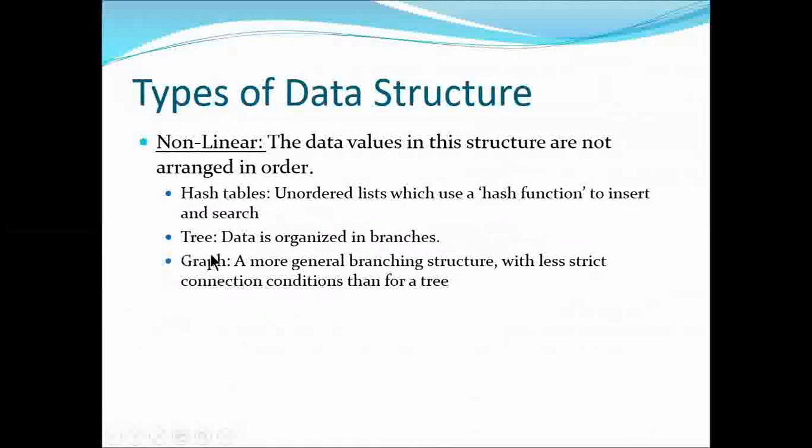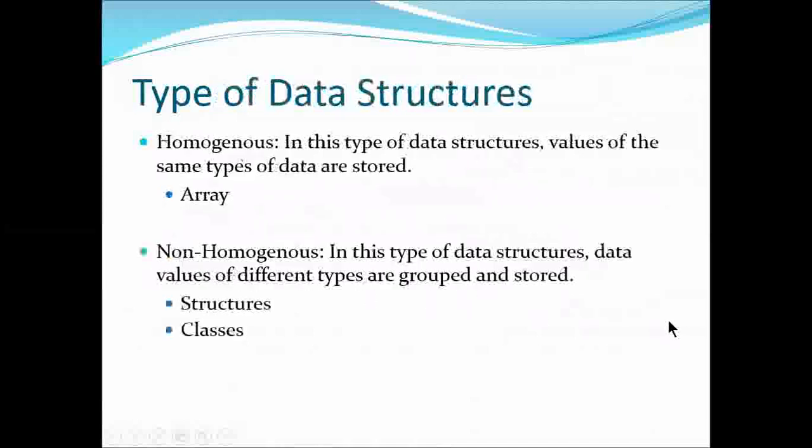For the trees, data is organized as branches. Just like a tree, you turn a tree upside down, the branches are below. So you see how data will be organized in that manner. You don't have to have from point A to point B, where the data is dependent on the previous instruction. They can branch anywhere. A graph is a more general branching structure, with less restrictive connection conditions than a tree. So a graph is more complex as compared to a tree. Basically, all these are examples of non-linear data structures.